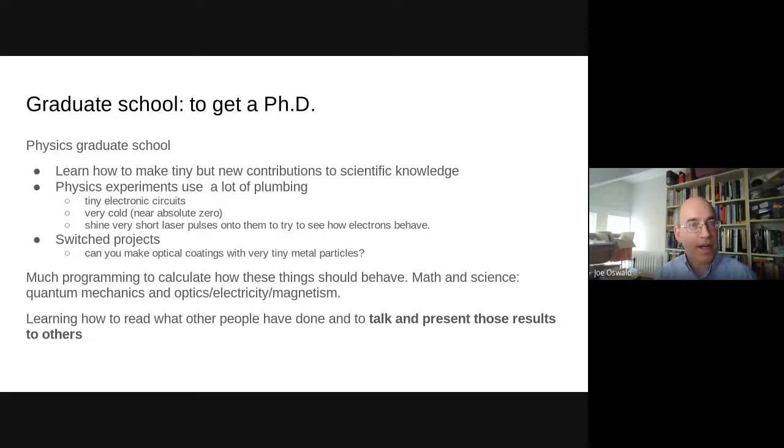After I finished college, I continued on to graduate school to get a PhD, a doctorate in experimental physics. Some of the things I learned, the basic idea behind graduate school is that you learn how to make a very tiny but new contribution to scientific knowledge. There are tens of thousands of scientists working today in the field of physics. Each one of them is adding something new to the body of scientific knowledge, and that's what I had to do to get a PhD.